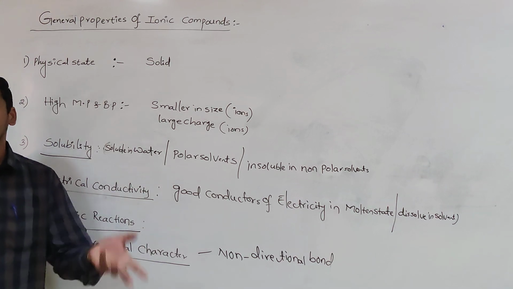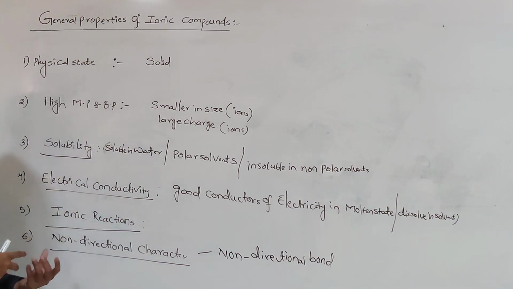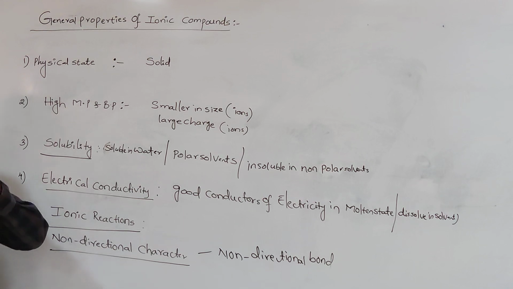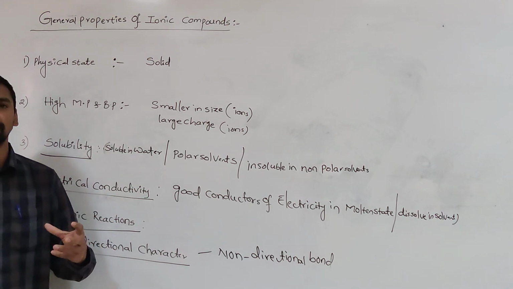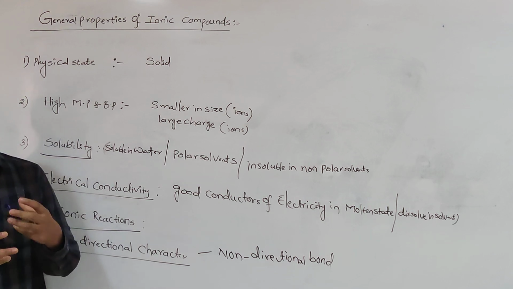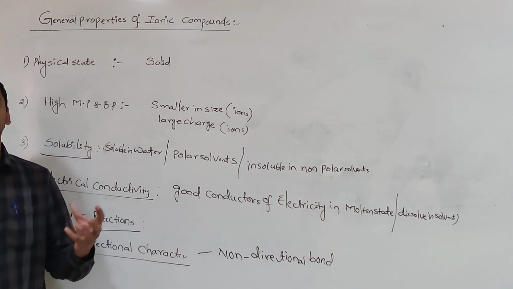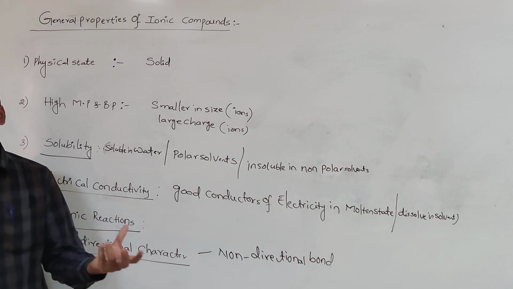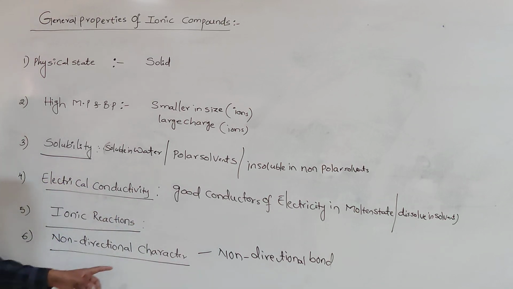Non-directional character: like in covalent compounds, in ionic compounds the discrete molecules do not exist. The positive and negative ions will be surrounded by each other with a fixed number, which results in the electric field being non-directional. That's why the ionic bond is also said to be non-directional. So these are some important general properties of ionic compounds.